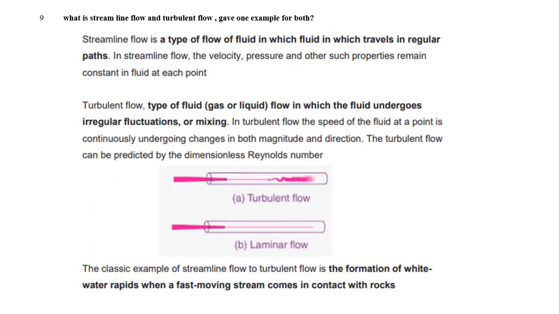Question 9. What is streamline flow and turbulent flow? Give one example for both. Streamline flow is a type of fluid flow in which the fluid particles move in smooth, parallel lines, example, smoke rising from a cigarette. Turbulent flow is a type of fluid flow in which the fluid particles move in a chaotic, disordered manner, example, water flowing through a river.